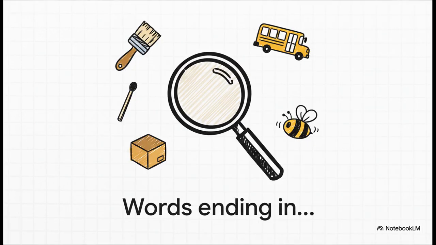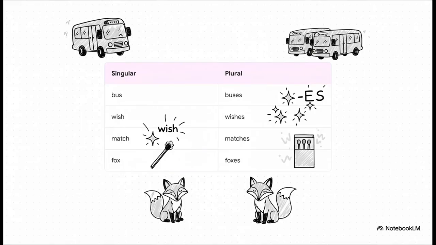So the big takeaway here is to just listen. If you hear that hissing or buzzing sound at the end of a word, like S, sh, ch, x, or z, then you know it's not going to be a simple S. Instead, you add es. And you can really hear it in action here. Bus becomes bus-es. Wish becomes wish-es. Fox becomes fox-es. You hear that little extra sound at the end? That's the magic. That's what makes it work.